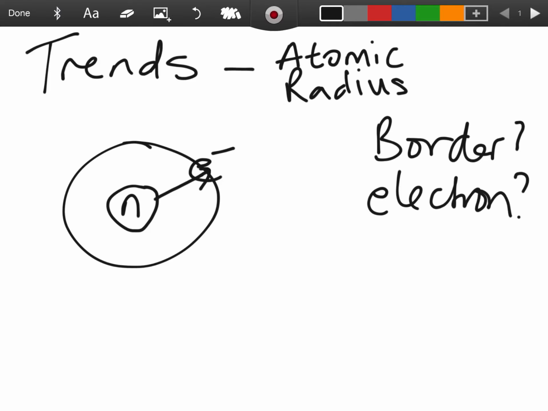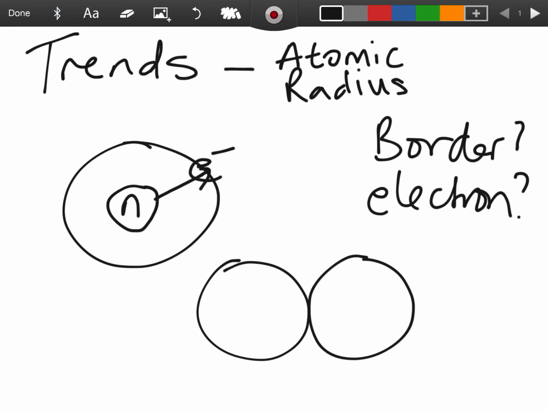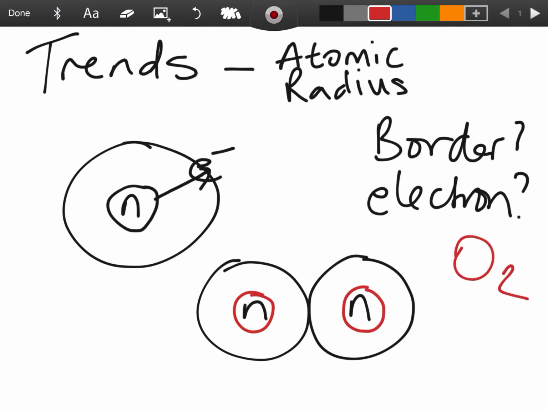We don't know, okay? So what they do to get around this is they use X-ray diffraction to measure the distance between the nucleus of two covalently bonded atoms. So say, for instance, this could be oxygen. This is the nucleus of oxygen here in the center, the nucleus of the second oxygen atom. So this is an oxygen molecule here. Okay, so you have two oxygen atoms covalently bonded together. The X-ray diffraction will measure the distance between the two nuclei.